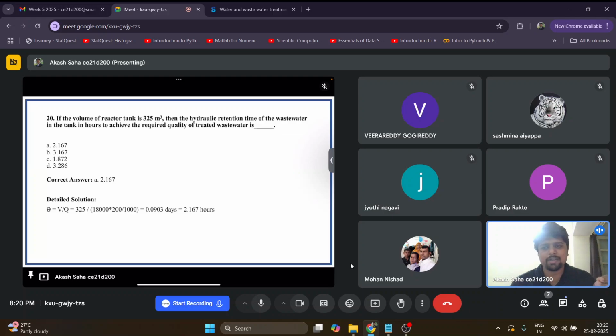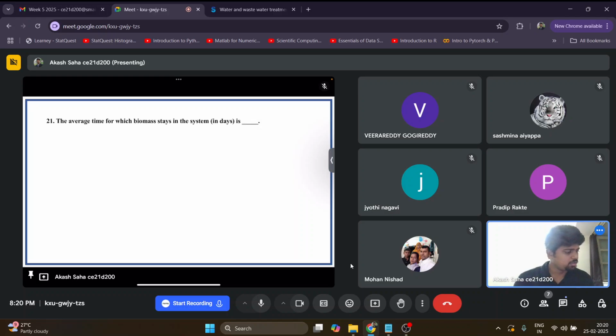So V is 325 divided by 18,000, that is the population into 200 liters. So we will convert into meter cube, so divide by 1000, and you will get 0.0903 days or 2.167 hours.